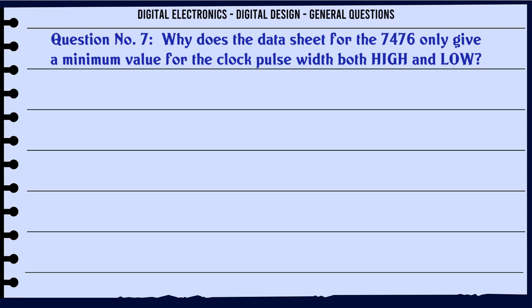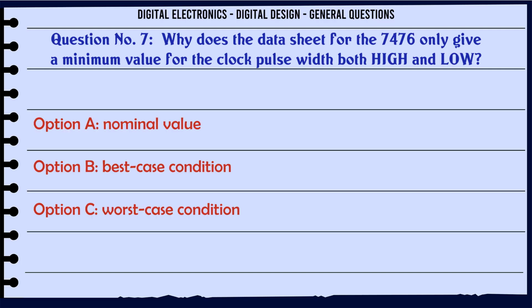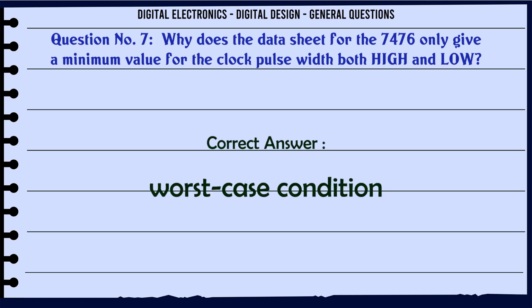Why does the data sheet for the 7476 only give a minimum value for the clock pulse width both high and low? A. Nominal value. B. Best case condition. C. Worst case condition. D. The correct answer is worst case condition.